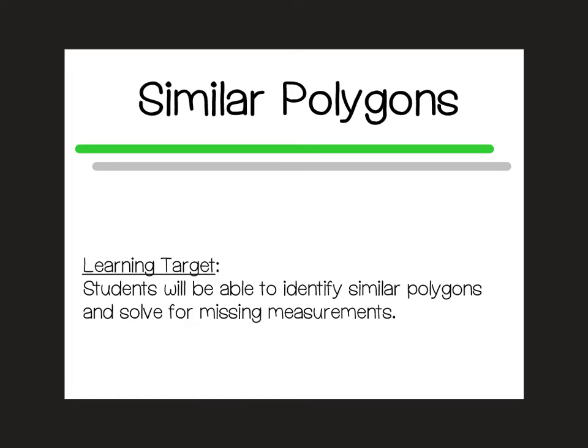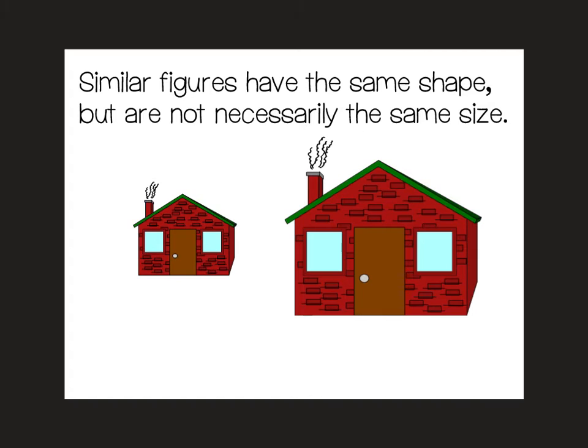Something called similar polygons today. And so similar figures have the same shape but are not the same size. So if you look at these two houses, they're obviously the exact same with the exception of one is small and one is big. So they would be considered similar.